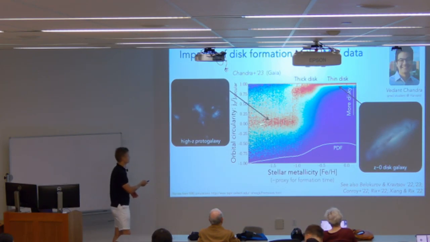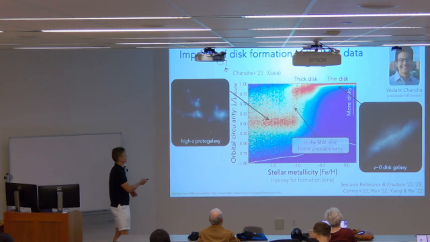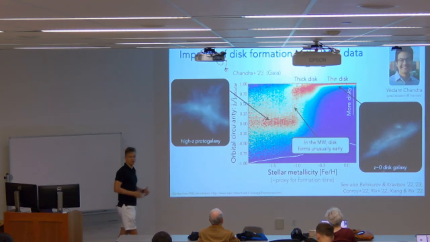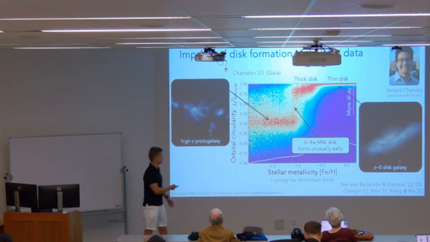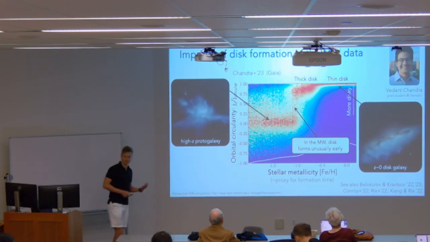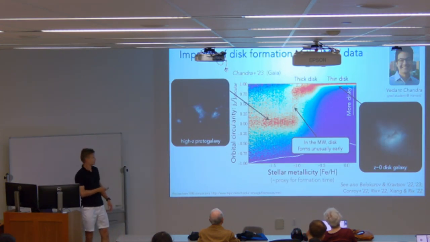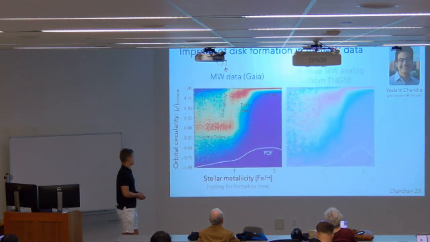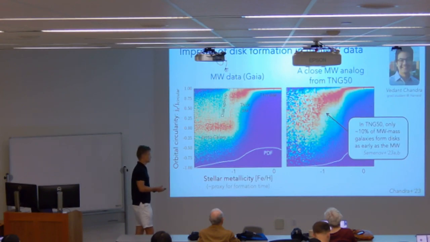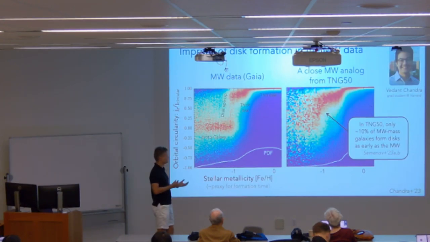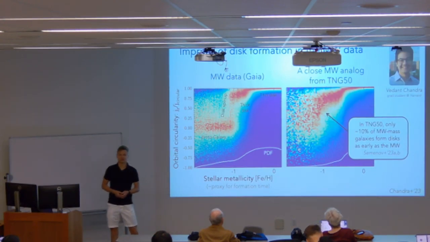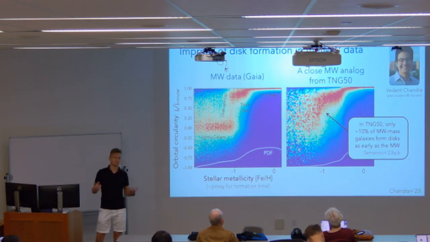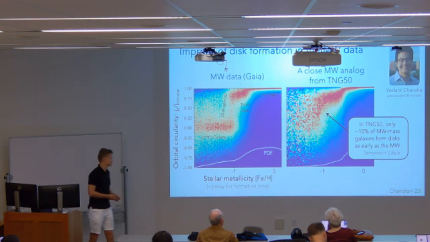In the same data, we can see this sharp transition between these two regimes, so we can see how our own Milky Way disk spun up. And in the Milky Way, this transition happens surprisingly early. So, for example, based on the results from cosmological simulations like TNG50, we can see that only roughly 10% of Milky Way-sized disk galaxies at redshift 0 formed disks as early as the Milky Way.